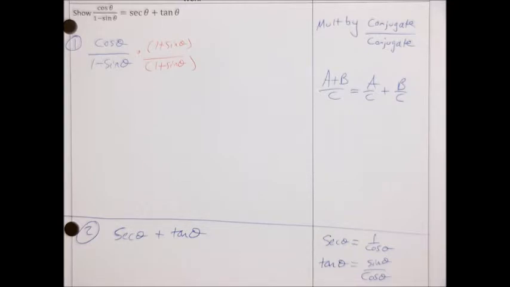Because on the last page, what I was trying to show you here was when you multiply by 1 plus and 1 minus, it simplifies into cosine squared. So we know that when you do that, the bottom also becomes cosine squared, which is helpful.